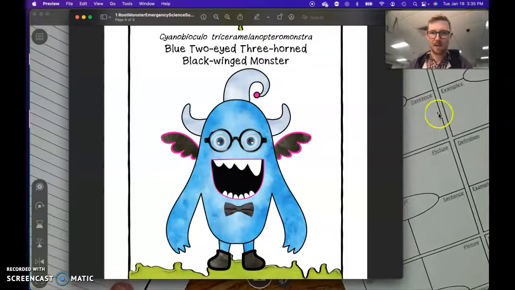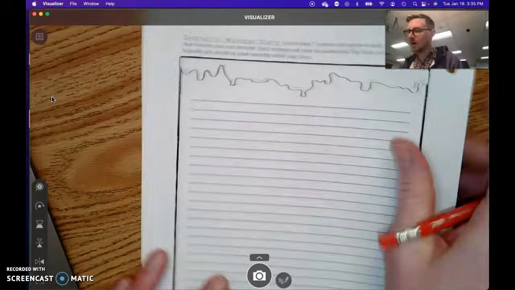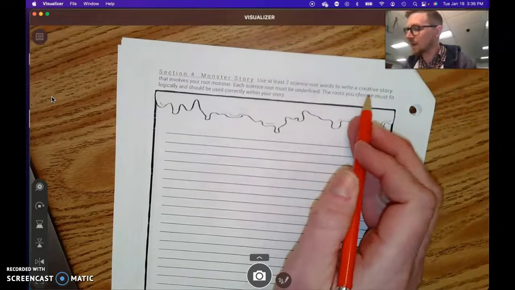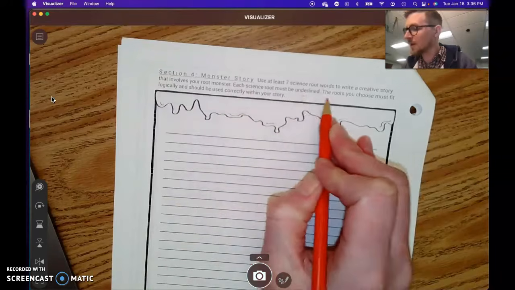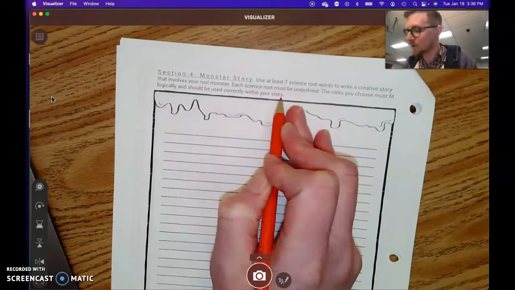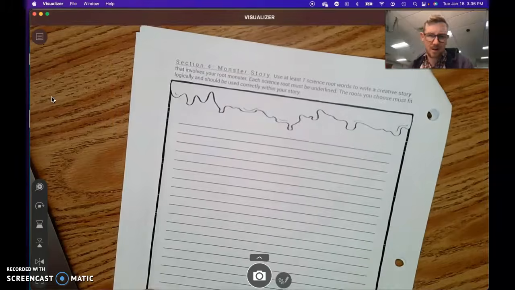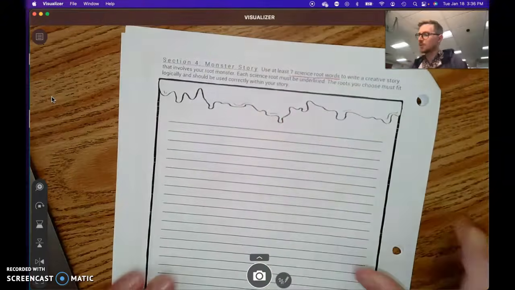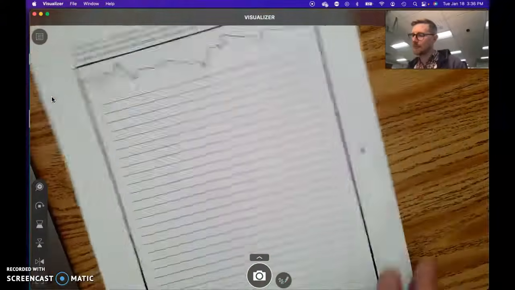All right, couple more parts of this activity. Here we are, section 4. Use at least 7 science root words to write a creative story that involves your root monster. Each science root must be underlined. The roots you choose must fit logically and should be used correctly within your story. So, tell us a story about your monster, your weird, crazy monster, using 7 science root words. And again, those words you would get from the first page of this packet.